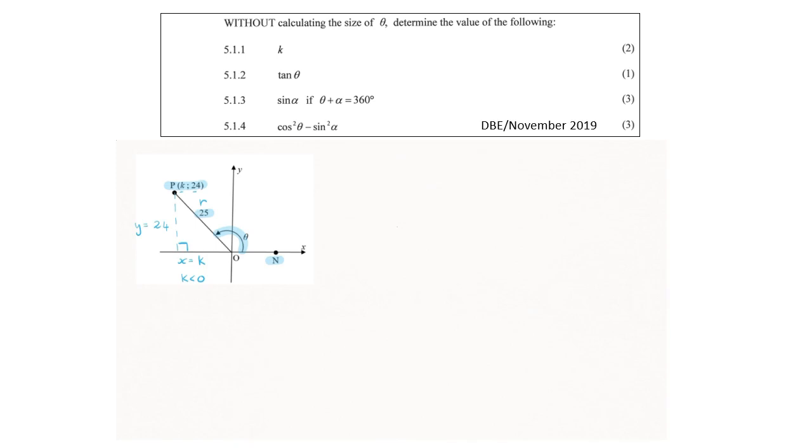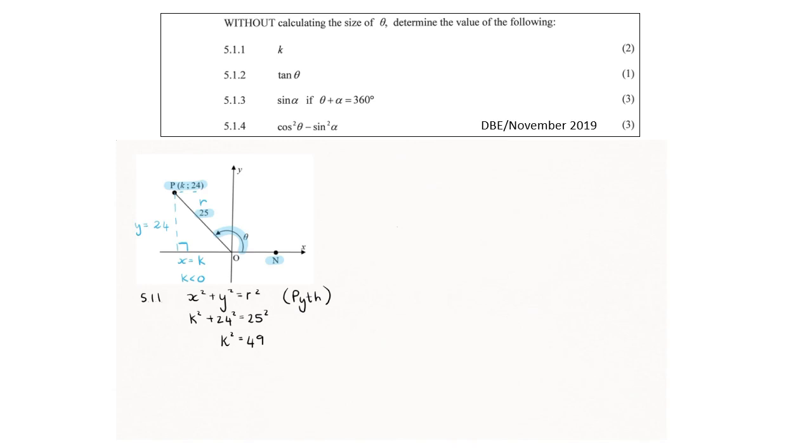To determine the value of K, we will make use of the theorem of Pythagoras. So we can say that x squared plus y squared is equal to r squared. X is K, y is 24, and r is the hypotenuse, 25. So we put these values into the formula for Pythagoras. Then we get k squared plus 24 squared is equal to 25 squared. K squared is then equal to 49. We take the square root on both sides.